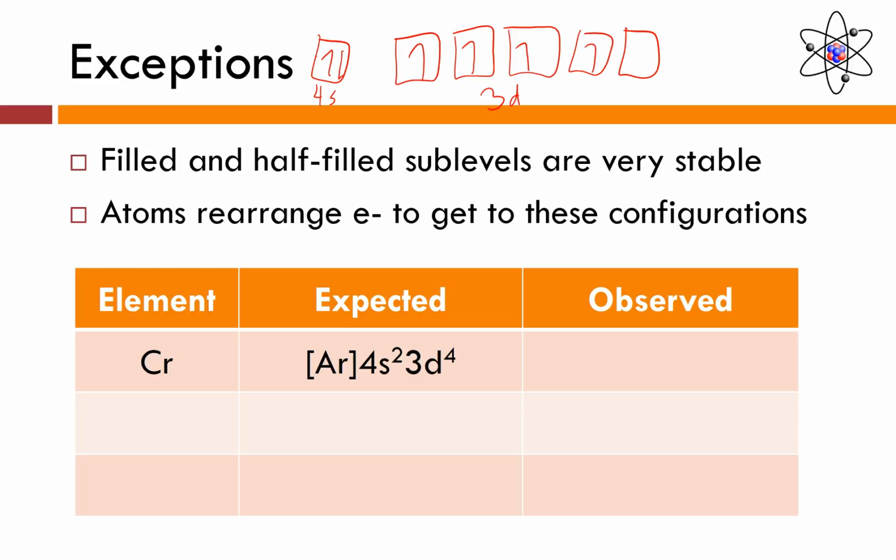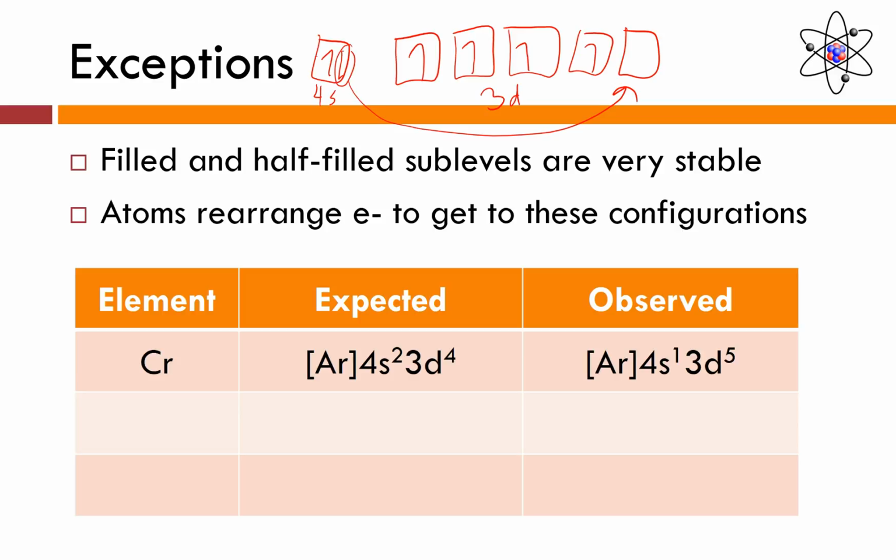If you look at that picture up at the top, is there any way that you can rearrange or shuffle those electrons to get to filled or half-filled sublevels? Hopefully when you look at this, you see, oh, I could just take one of these electrons from the 4s and promote it to the 3d sublevel, and that's going to give me a half-filled 4s and a half-filled 3d. And that is exactly what we observe occurring when you look at an element like chromium.